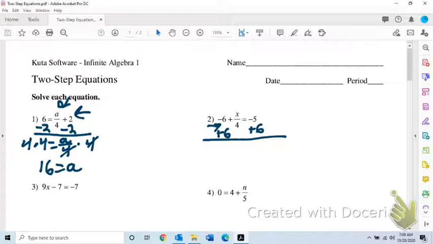6 minus 6 is 0. That x over 4 just stays as is. And -5 plus 6 is the same thing as 6 minus 5, and that equals 1. So then to get rid of that x divided by 4, because remember that x over 4 is the same thing as x divided by 4, we get rid of that using multiplication. And we get x equals 4.